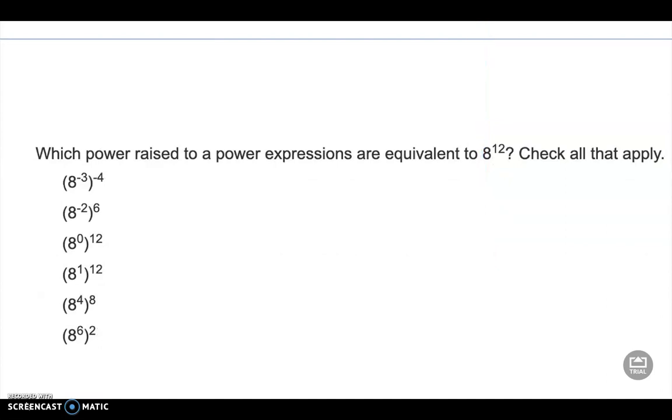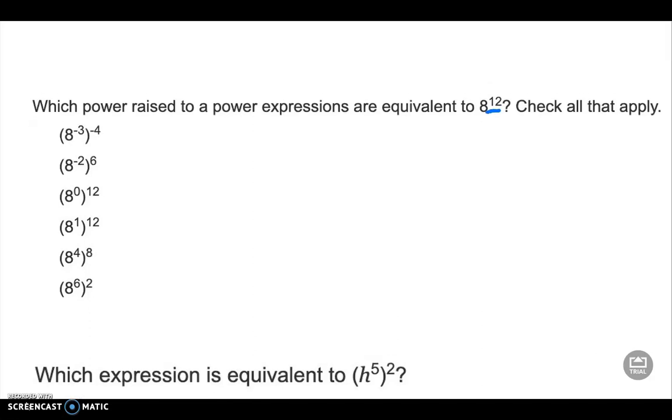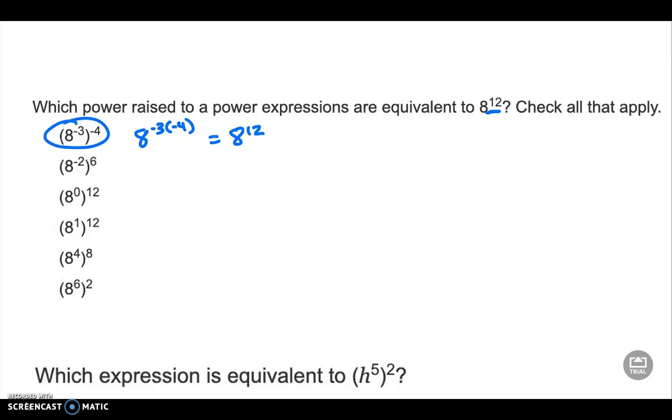Here's that one. Which power raised to a power is equal to 8 to the 12th? So let's look at all of these and find out which ones. Well, this is 8 to the negative 3 times the negative 4. Negative 3 times negative 4 is a positive 12, so that one is. 8 to the negative 2 times a positive 6. Negative times a positive is a negative, so that one is not.